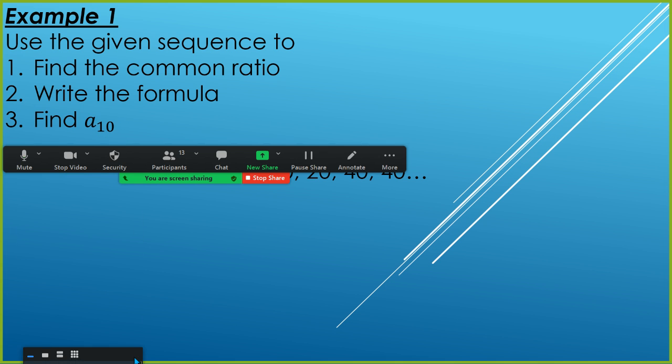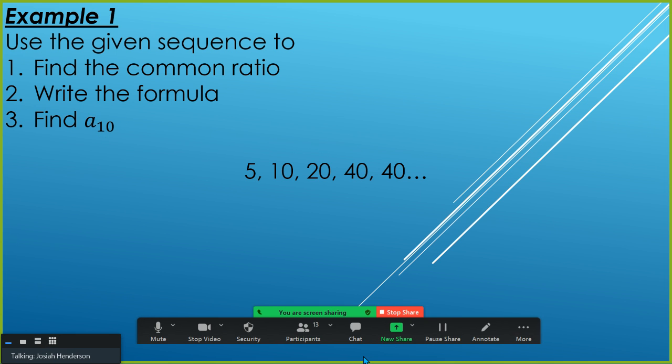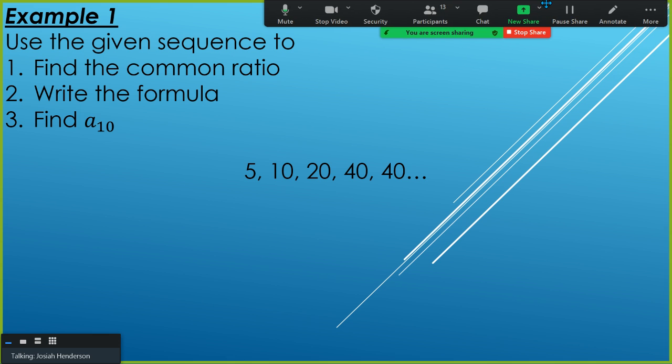Let's do another example. I set it up just like we did our work on here. I'm going to move that up top. Just like we did our work on Monday and Tuesday. Use the given sequence to find the common ratio, write the formula, and then find a sub 10 in a step-by-step way. So find r first. What is our r this time? What is our formula? And then what is a sub 10?